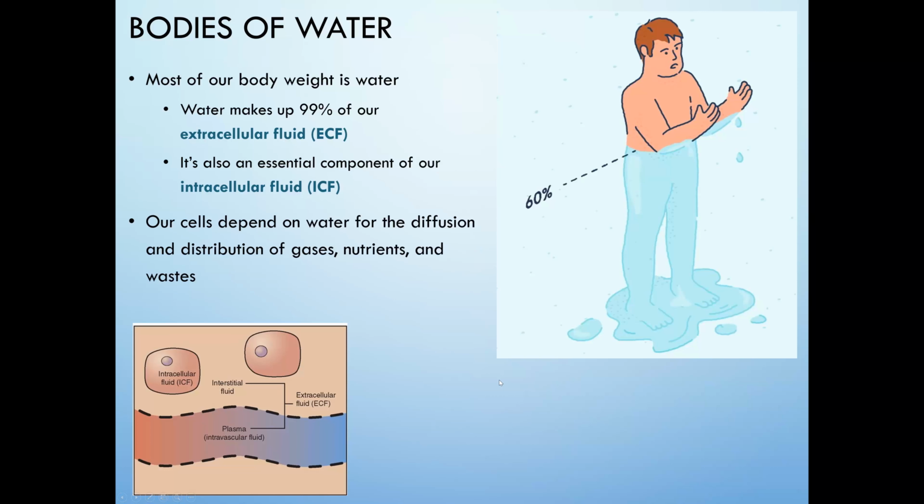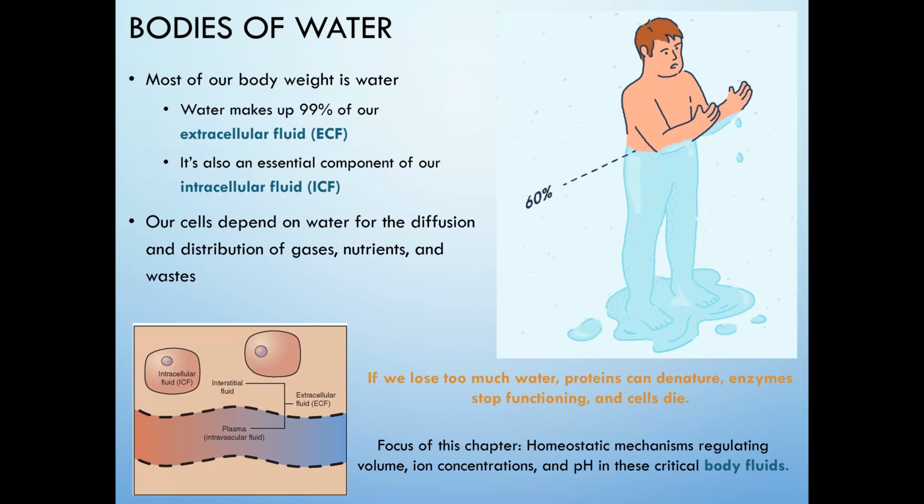Our cells depend on water for the diffusion and distribution of gases, nutrients, and waste. If we lose too much water, proteins can actually denature, which means they change shape. Enzymes stop functioning and cells will die. So the focus of this chapter is on the homeostatic mechanisms that regulate the volume, the ion concentrations, and the pH in these critical body fluids.